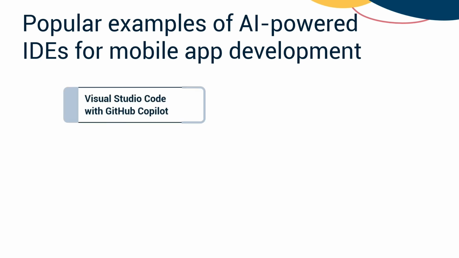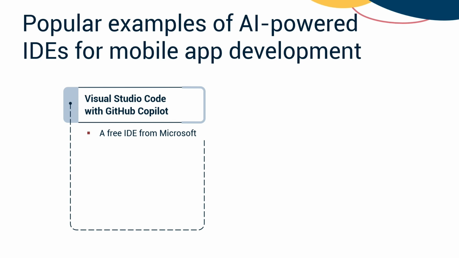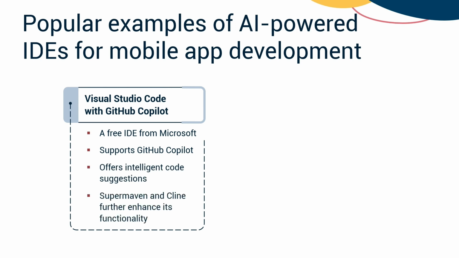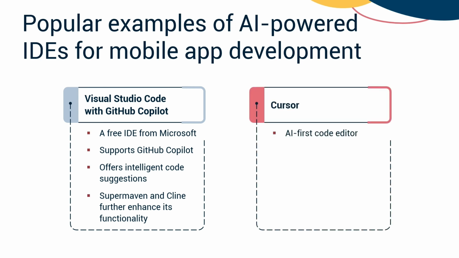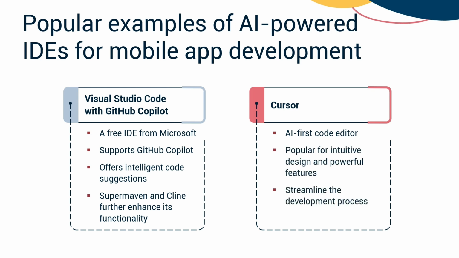Visual Studio Code with GitHub Copilot. A free IDE from Microsoft, Visual Studio Code supports numerous extensions, including GitHub Copilot, which offers intelligent code suggestions. Other extensions, such as SuperMaven and Cline, further enhance its functionality. Cursor, an AI-first code editor gaining popularity for its intuitive design and powerful features that streamline the development process.